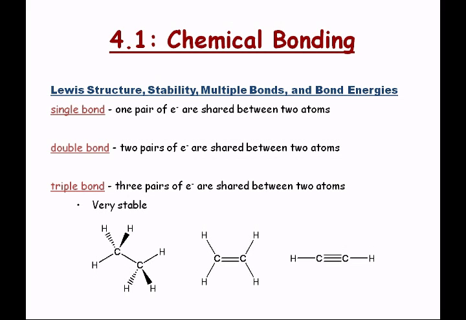When you have more than one pair of shared electrons between the same two atoms, you're going to form a multiple bond. So this is a multiple bond. This one in particular is called a double bond. It's the sharing of more than two electrons. Remember, you can only share multiples of two. It's actually going to be two, four, or six. So you're not going to have quadruple bonds.